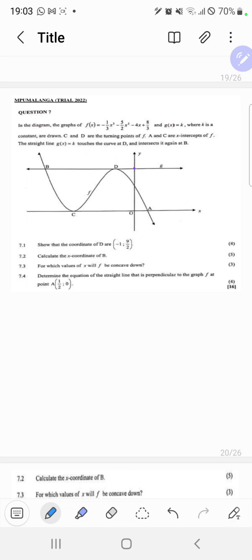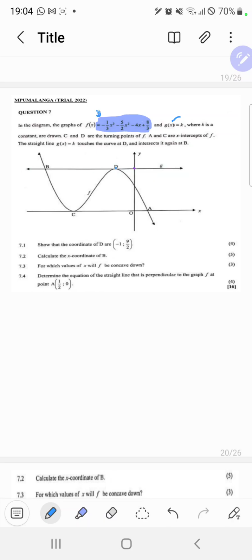Question 7 says, in the diagram, the graphs of f of x is equal to minus a third of x cubed minus 5 over 2 x squared minus 4x plus 8 over 3. So we are sorted here because they've given us the entire function. And then g of x is a straight line. So meaning if we find the turning point at D, we've effectively found the graph.